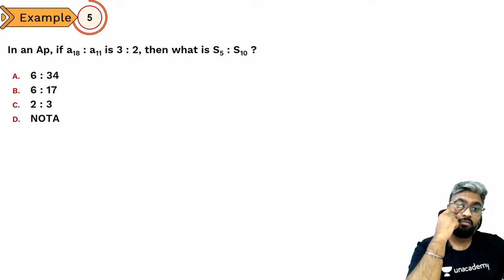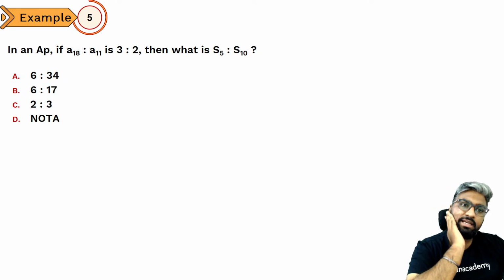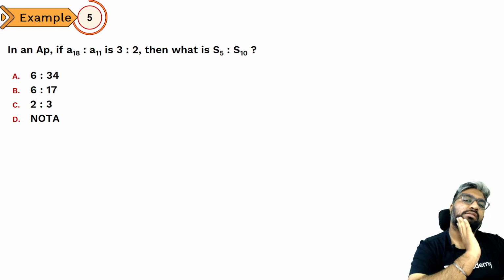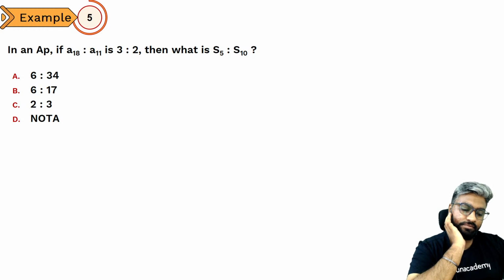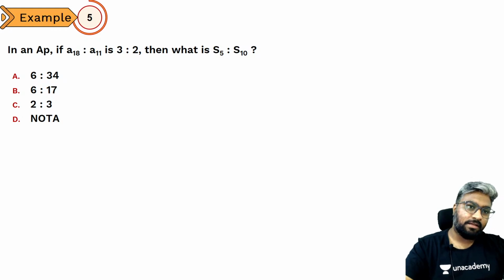ये AP arithmetic progression है, A18 is to A11 is 3 is to 2, then what is S5 is to S10? Sum of 5 terms is to sum of 10 terms. Sum है वो, not the term का ratio, sum का ratio.